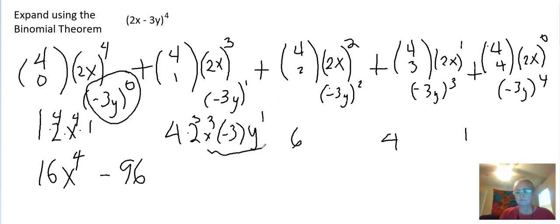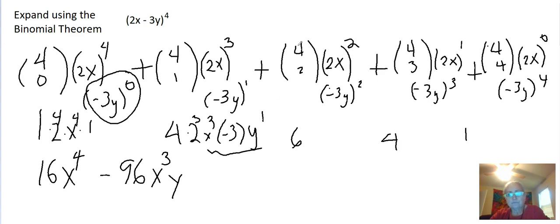So, this is negative 96. I can figure out the exponents because the x goes down by 1 and the y has to go up by 1. So it's y to the 1. All right, so that's a minus. Notice that this term is no longer plus because we multiplied by a negative.